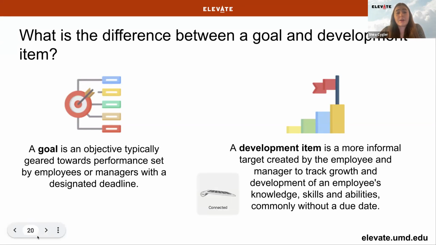When adding or editing goals, they must be approved by an employee's manager. When goals are no longer applicable, they can be archived. On the other hand, a development item is a more informal target created by the employee and manager to track growth and development of an employee's knowledge, skills, and abilities, commonly without a due date. Unlike goals, development items do not run through an approval process and they can be deleted.